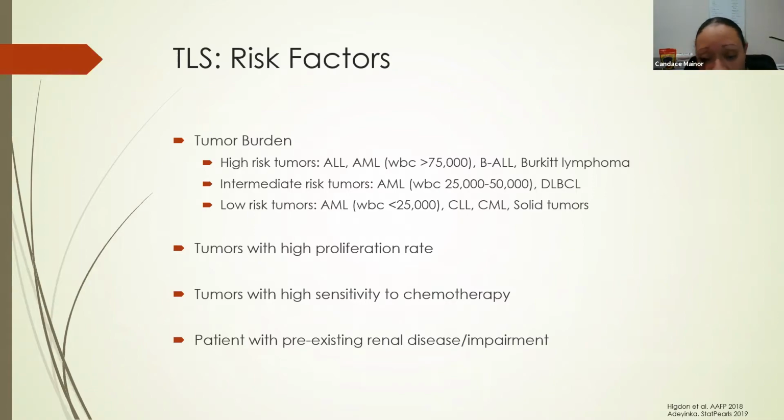And of course, patients with already pre-existing renal disease or impairment may be at risk for the development of tumor lysis syndrome. So it's important to watch those patients carefully in the correct clinical situation.